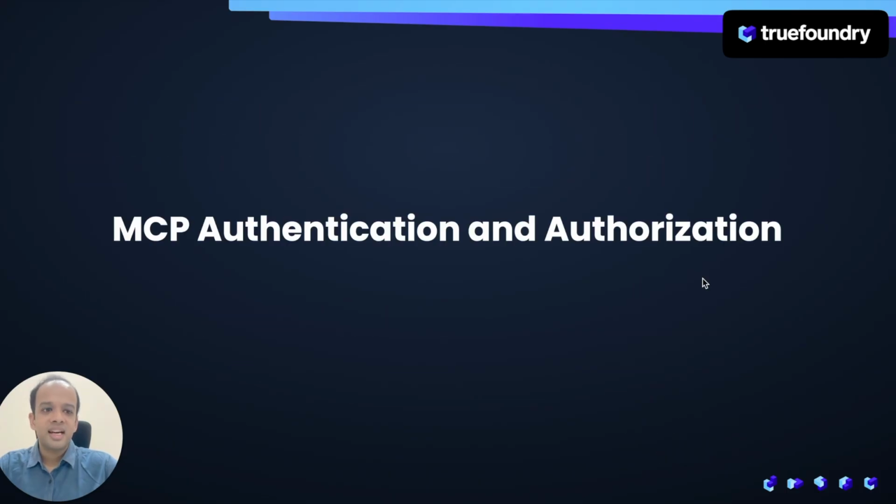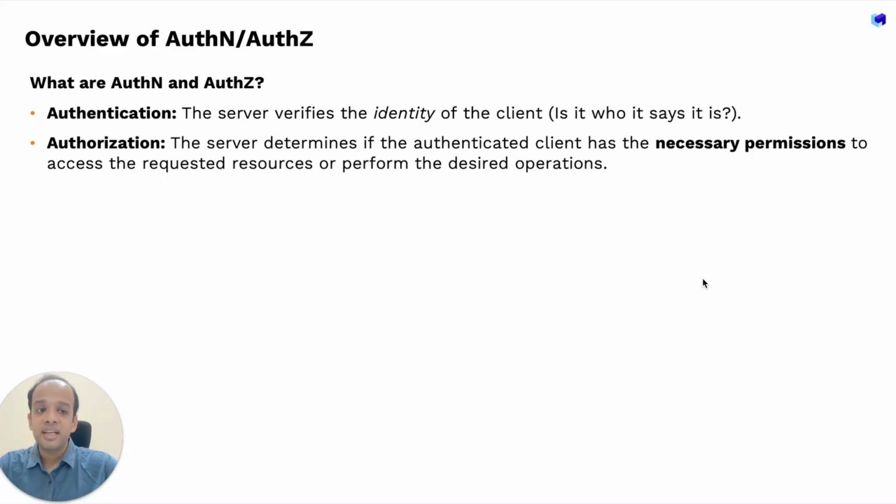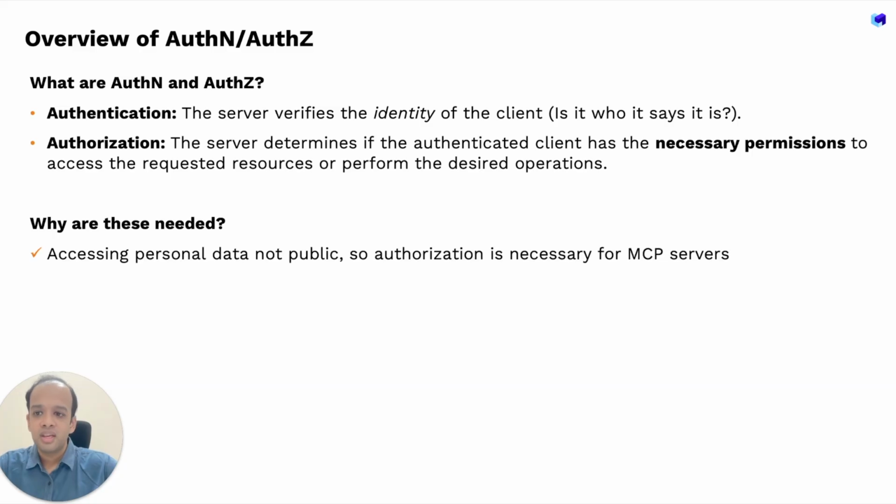First, let's understand what MCP authentication and authorization are. Authentication is where the MCP server verifies the identity of the MCP client. Is it who it says it is? And authorization is where the server determines if that authenticated client has the necessary permissions to access the requested resources. Now, why is this actually needed?